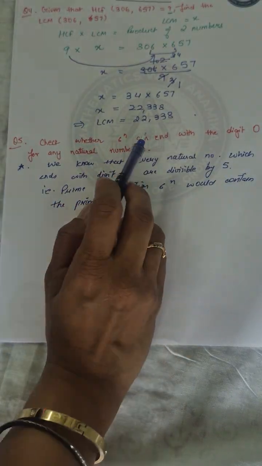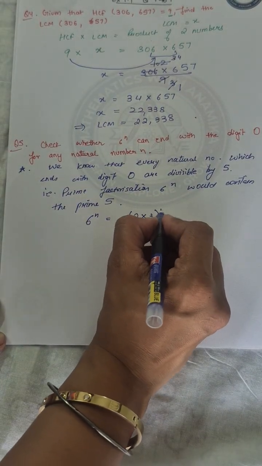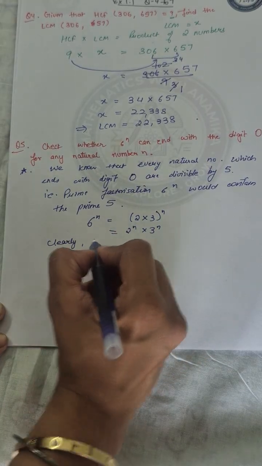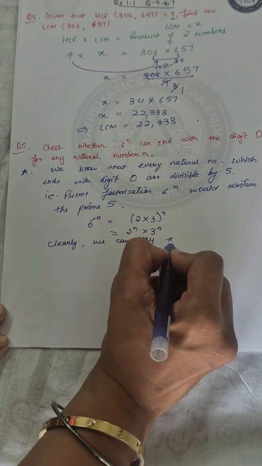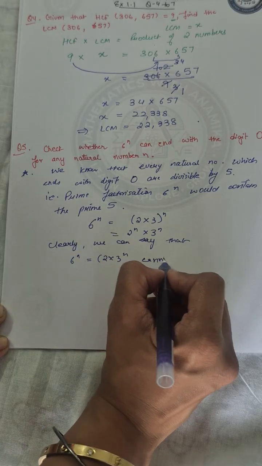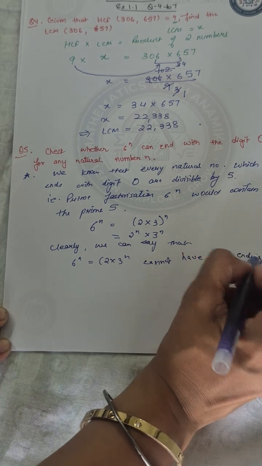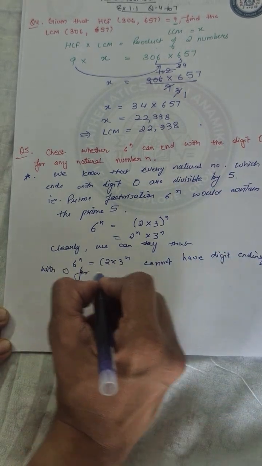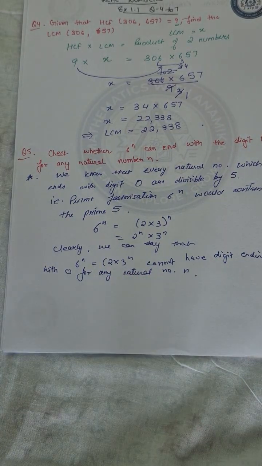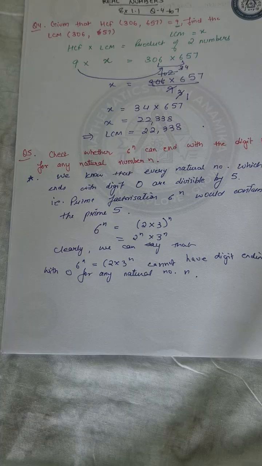Let's break this 6 to the power n. So when we break it, this gives you 2 times 3 to the power n, or we can say that 2 to the power n into 3 to the power n. Clearly, we can say that 6 to the power n, that is 2 times 3 to the power n, cannot have digits ending with 0 for any natural number n. So our assumption will be wrong. So 6 to the power n cannot end with the digit 0 for any natural number n.